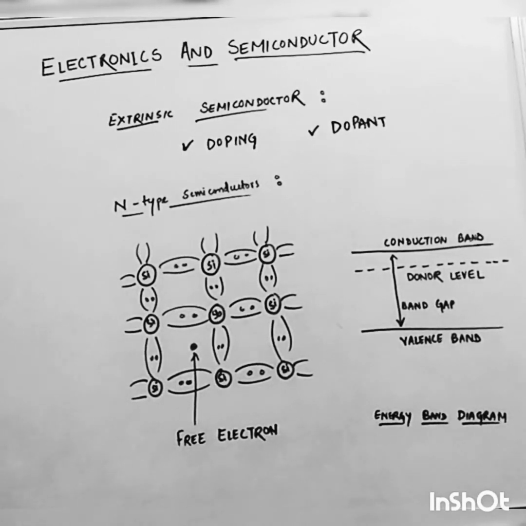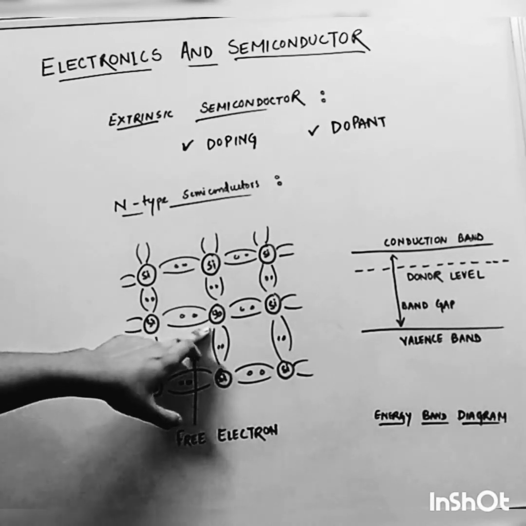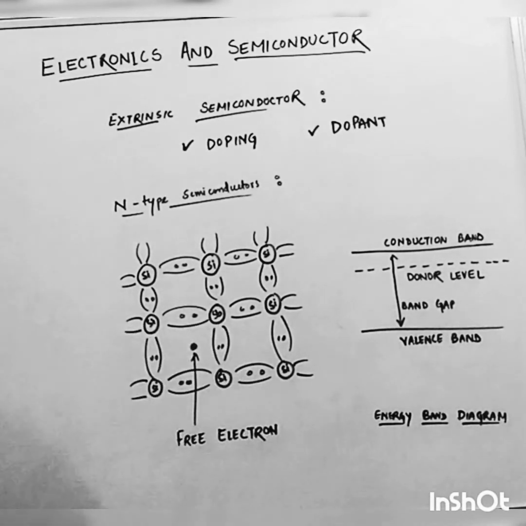So in a silicon semiconductor, I have added a small amount of impurity of some kind of element which has 5 valence electrons, like arsenic, phosphorus or antimony. Here you can see I have added one antimony. Sb is antimony. Okay, so what happens here? There will be one free electron which will be left.